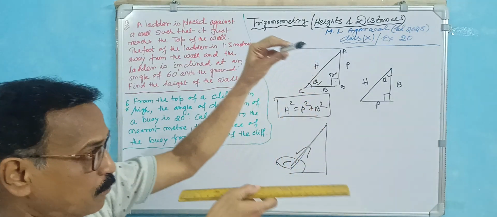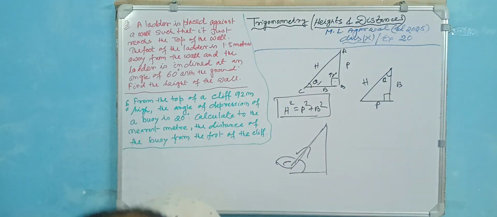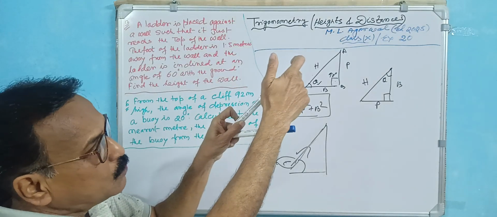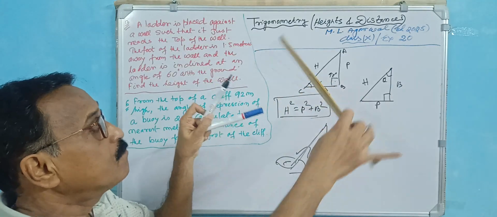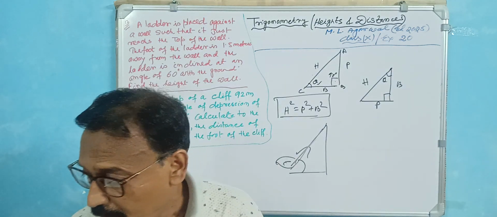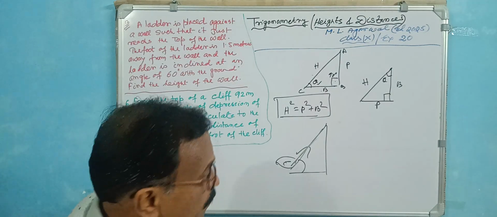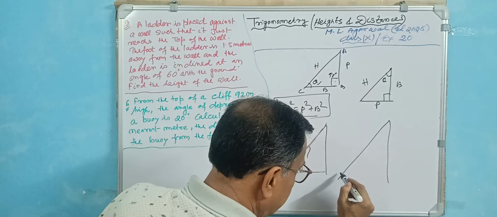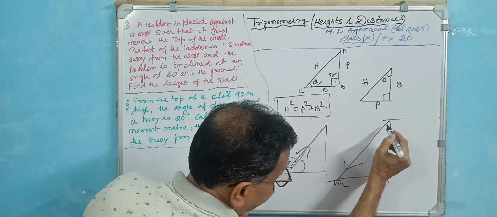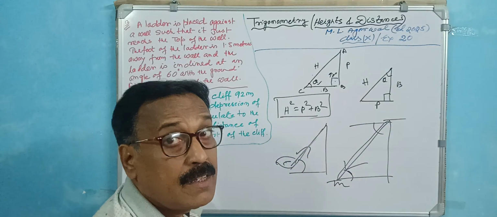Suppose there is a scale, and you are looking in this way. This angle is called the angle of elevation. And when you look down, suppose from the top of a tower you see a tree or something below, then this is the angle of depression.